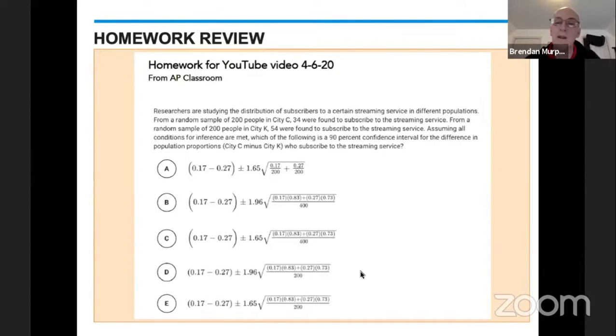So that's important. This is a multiple choice. And again, we can't run any of these tests. They have no validity unless the conditions have been met. So in a multiple choice, many times you'll see that. Which of the following is a 90% confidence interval for the difference in population proportions, city C minus city K, who subscribe to the streaming service?